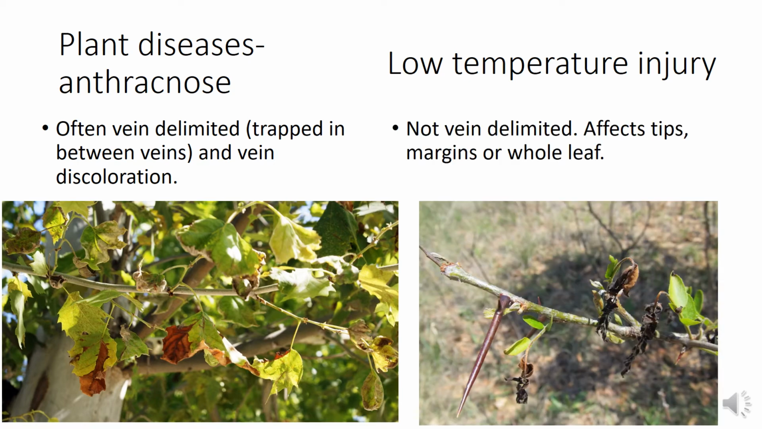With low temperature injury, it's not going to be vein delimited. If it's light, you may just observe damage at the tips or margins, but it can be the whole leaf. And if it is the whole leaf, usually it looks like wilting and collapse, which can look similar to fire blight disease.